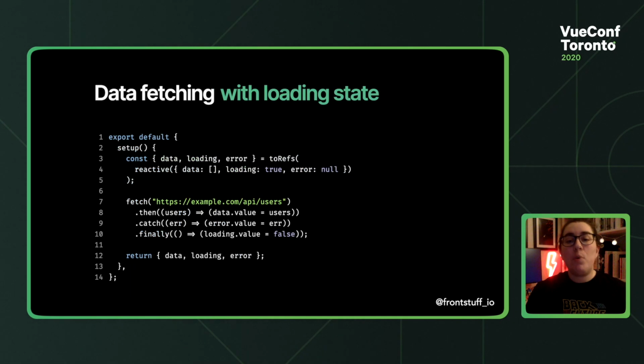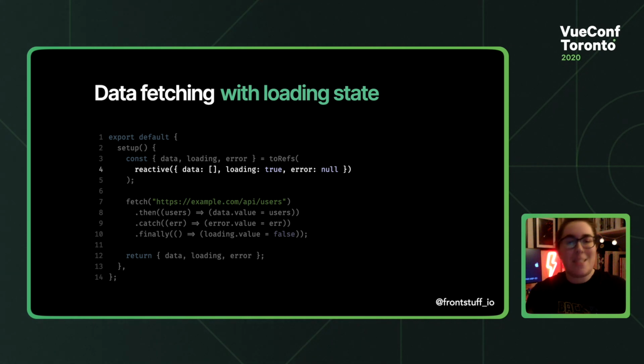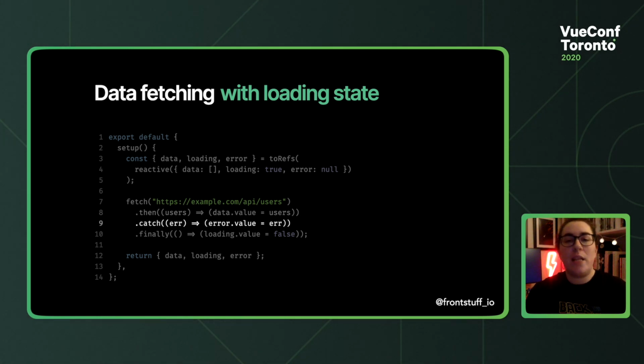A classic example of state in action is when you are fetching data. As you start fetching, you want to notify the user with some loading indicator so that they know that something is coming. When the data arrives, you want to show that data. If there's an error, you need to let the user know. But in both cases, you want to remove the loading indicator.